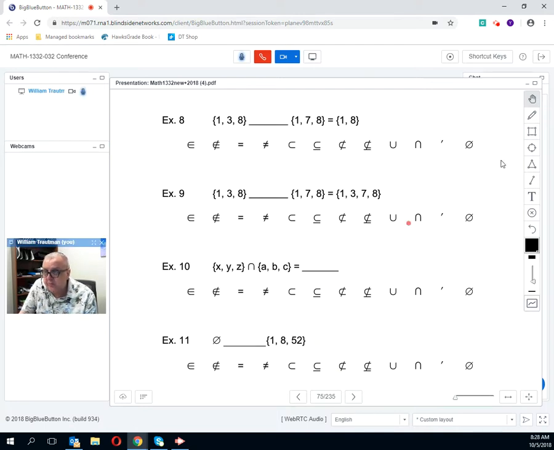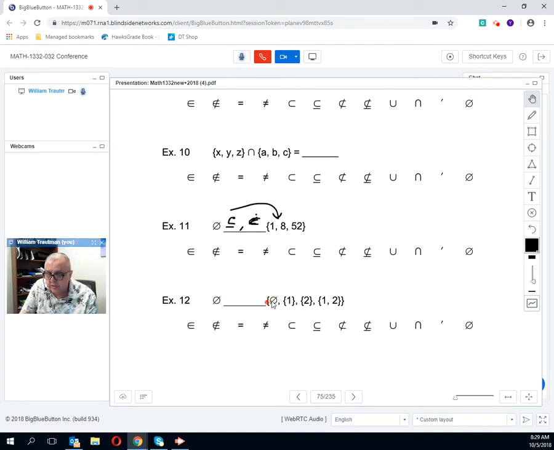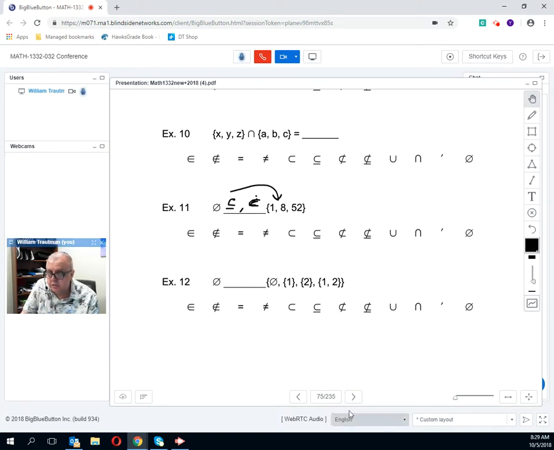By the way, the empty set is a subset of this. So the empty set is a subset, and it's also a proper subset. Here, the empty set is an element. It's also a set. It's a proper subset, and so on and so on.